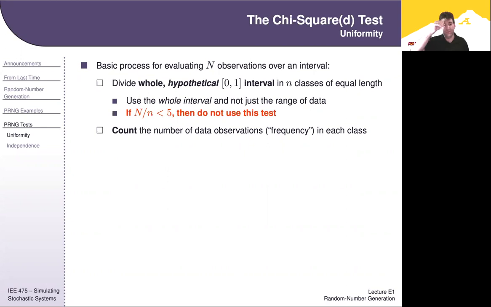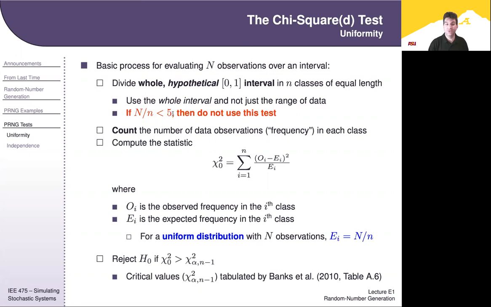If the number of samples you have divided by the number of bins you're putting them in, which is the expected number you'd see in every bin if it was uniformly distributed, is less than 5, do not use a chi-squared test. If it's greater than 5, you can continue. You count how many real outcomes showed up in those bins, and that can be less than 5, and that's fine, but the expected number has to be 5 or greater, and we'll talk about why in a future lecture after the midterm.